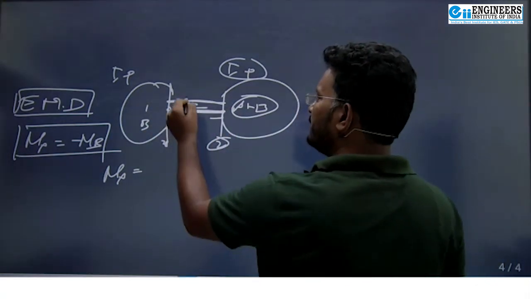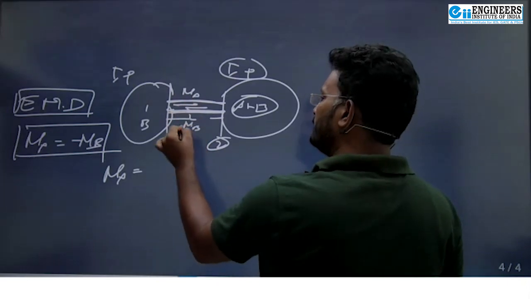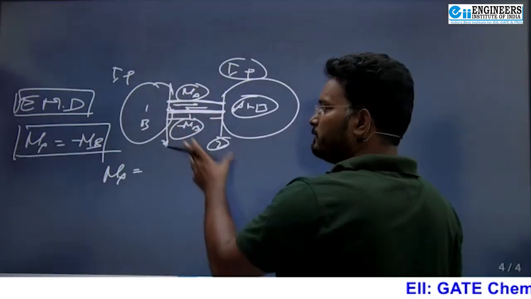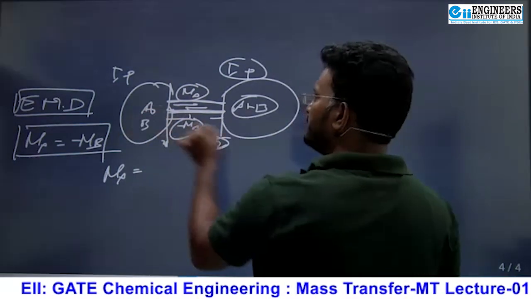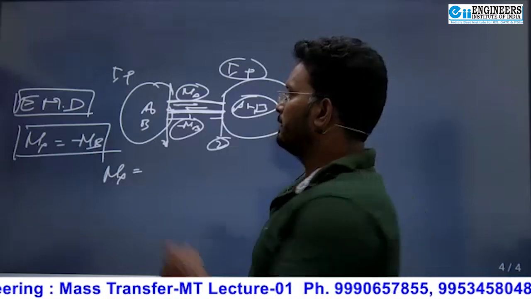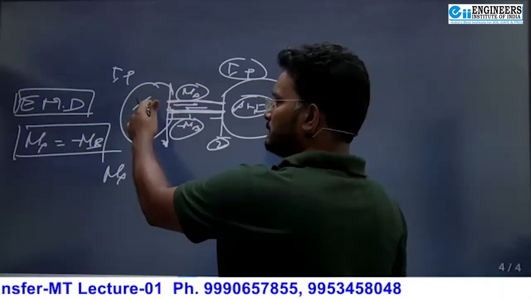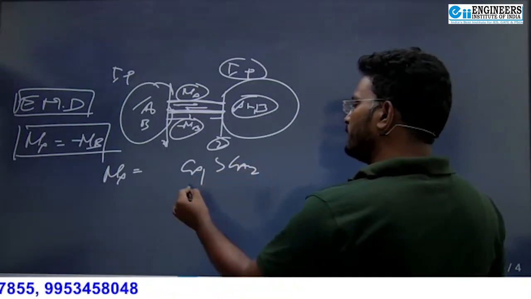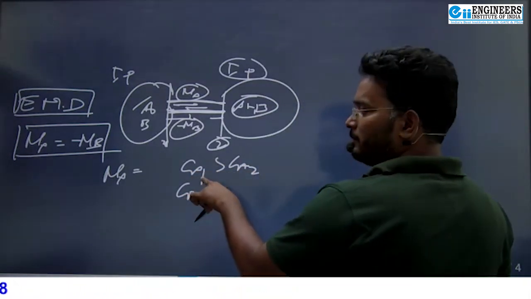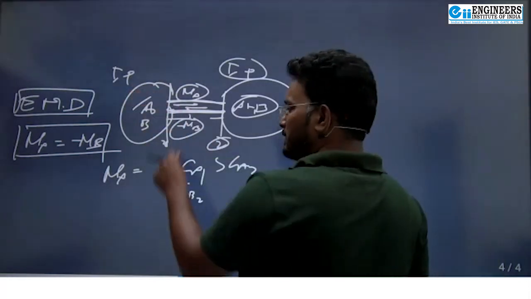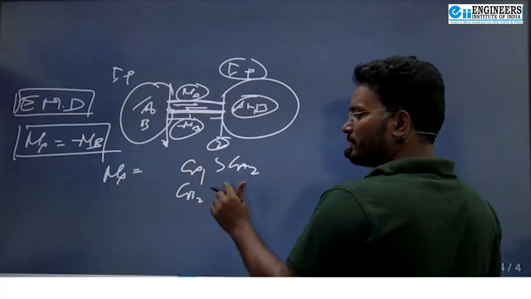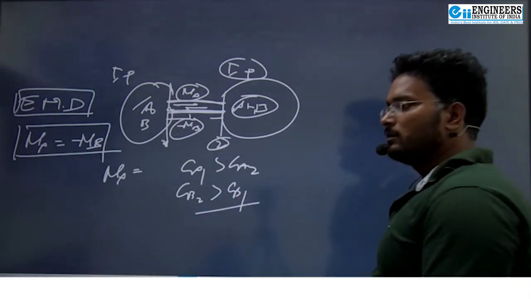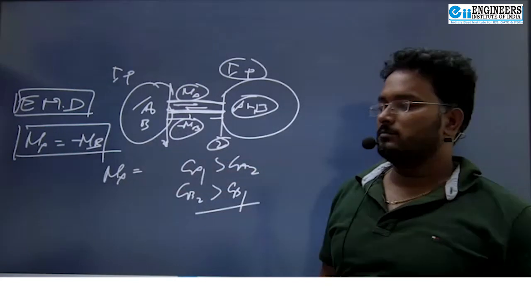In this case, what happened? NA and NB are equal and opposite. Equimolar counter diffusion will take place. Here also A plus B, here also A plus B. If the concentration of A at 1, CA1, is more than CA2, then CB1 here must be less, obviously, because the total concentration must be constant. So if CA is more on this side, what will be more on the other side? CB2 is more than CB1. Yes or no? Because the total concentration must be constant.